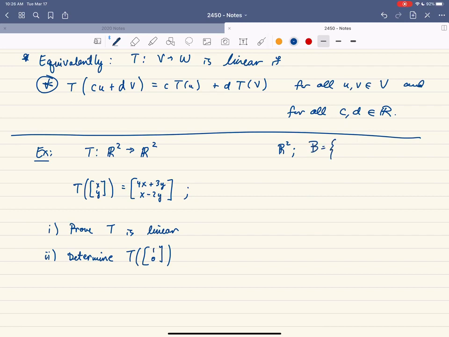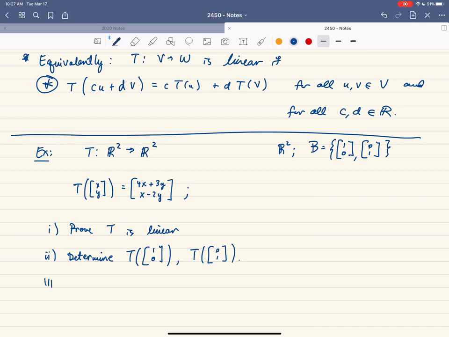So a standard basis of i and j. So that's the vector (1, 0) and (0, 1). I want to think about where those standard basis vectors get transformed to under this transformation. So if I plug in (1, 0) and (0, 1), what happens? What are our outputs for those vectors? So I want to determine T of (1, 0) and T of (0, 1).